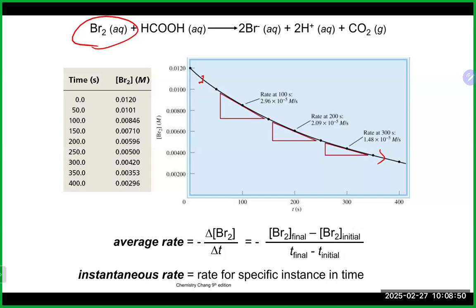Most of the time, we're talking about the average rate, and the average rate is essentially the change in the concentration of whatever you're looking at over the whole entire time. So from final to initial, over the time that it took final to initial. There's also instantaneous rates, which is really just for a window of time, a certain period of time along the way.